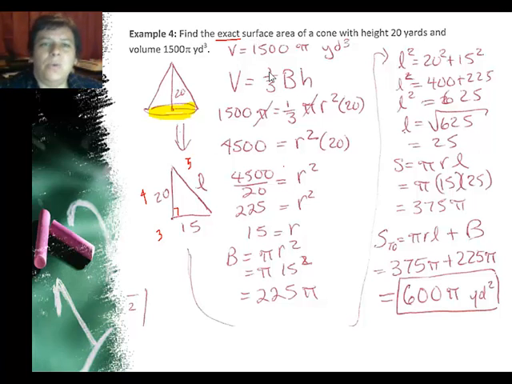So just a quick overview again of this problem. I used volume, since they gave it to me, to find radius. And then I found the base area. Since I knew the radius and the height, I could find the slant height using the Pythagorean theorem. Now that I knew the slant height and the radius, I could find the lateral surface area. Since I now have the lateral surface area and the base area, I combine those to get the total surface area.